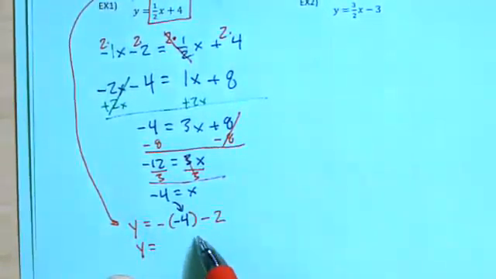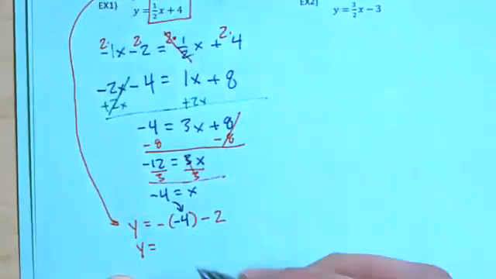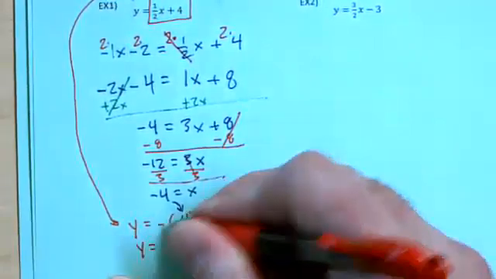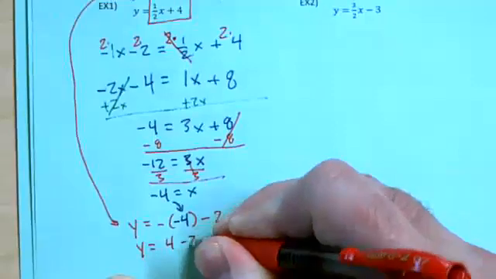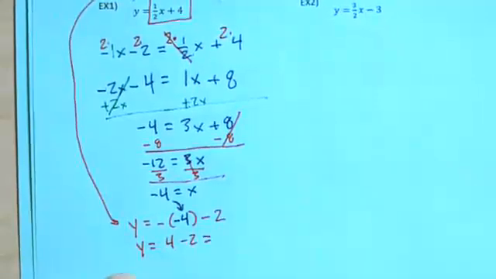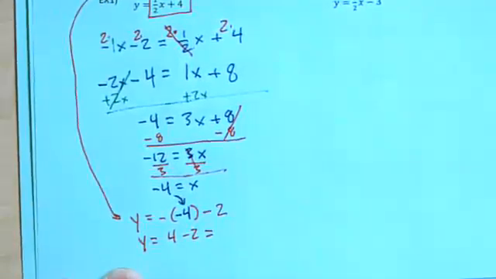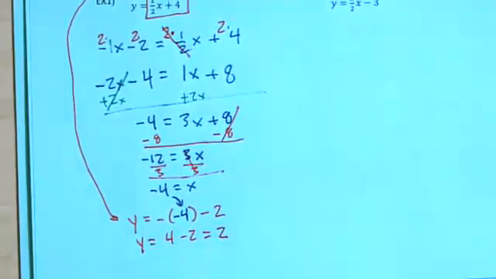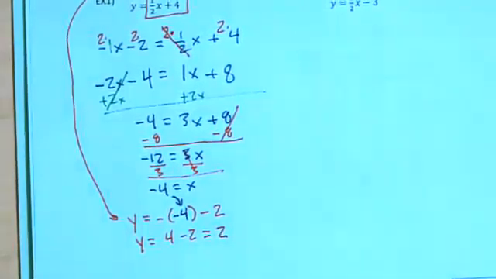Negative 4 is the same as positive 4. The negatives would cancel each other here, so that would just be 4 minus 2. Oh, I knew that, that's easy. I know what that is. 4 minus 2 is 2. Now we got an x, now we got a y.